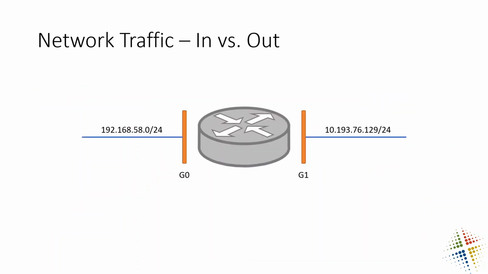So here we have a router, and we have two different networks. On the left-hand side, we have 192.168.50.0. On the right, 10.193.76.0. That's fine. But so we have these two different networks, and so in versus out all comes from this guy's point of view.